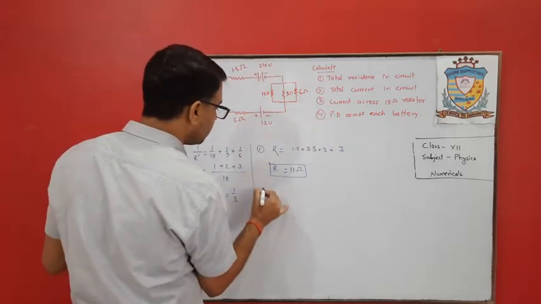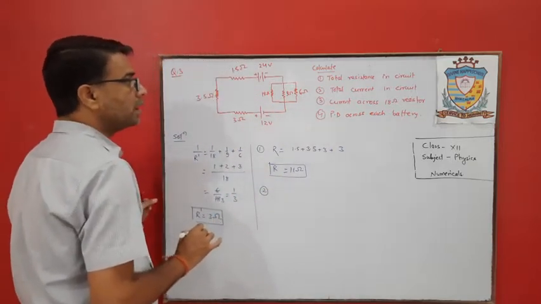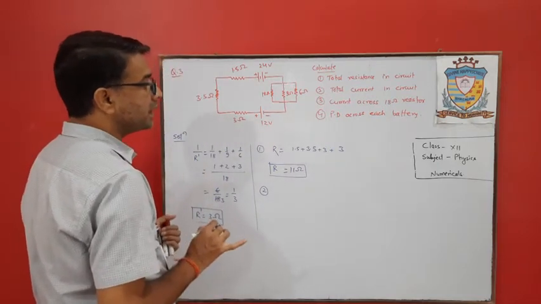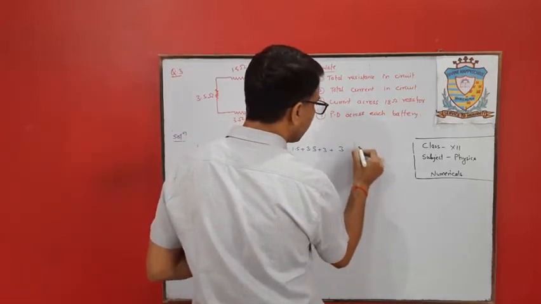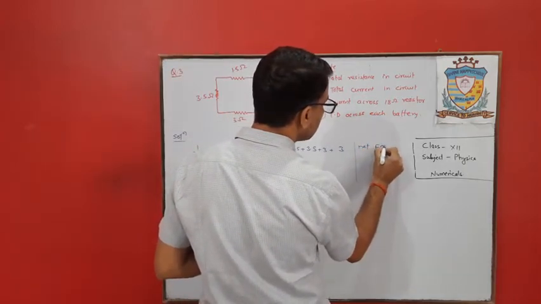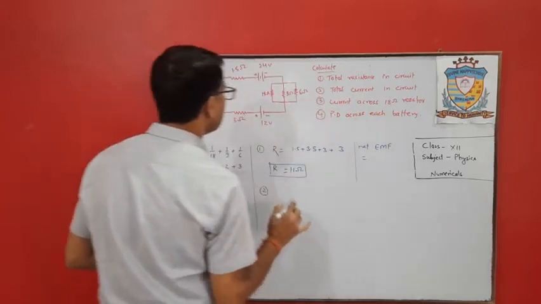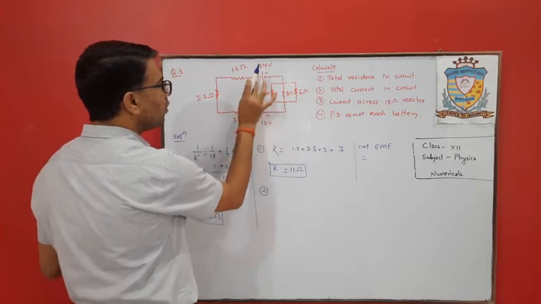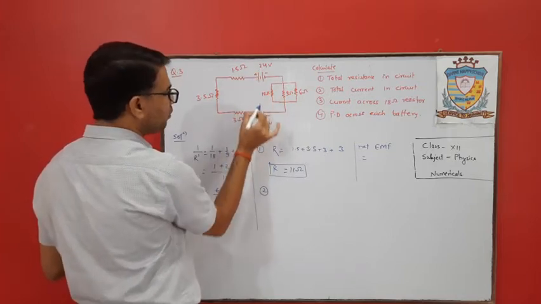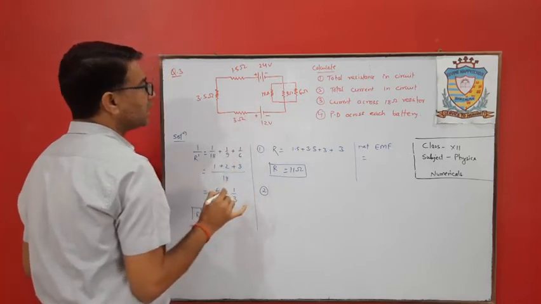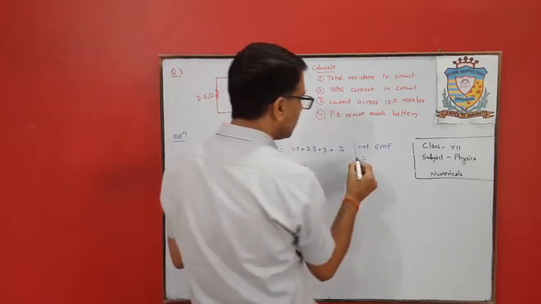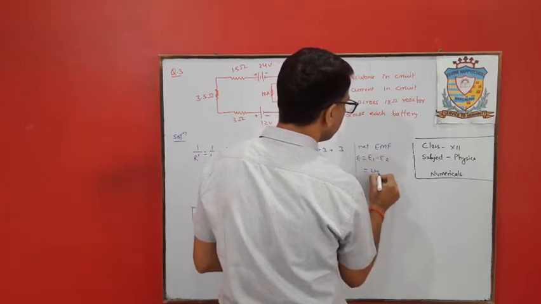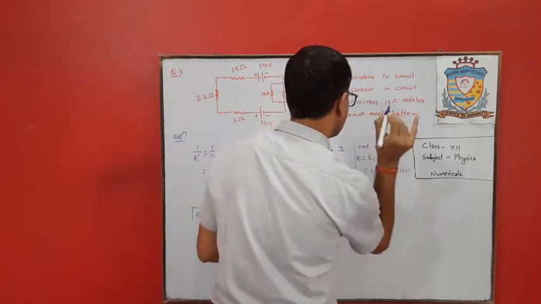Second part is the total current in the circuit. And for the total current, what do we require? We require the net EMF. So first we will find the net EMF. Here as you can see, these two batteries are connected, means the positive terminals of the two batteries are connected together, means the net EMF E is equal to E1 minus E2. So 24 minus 12, which is equal to 12 volt.